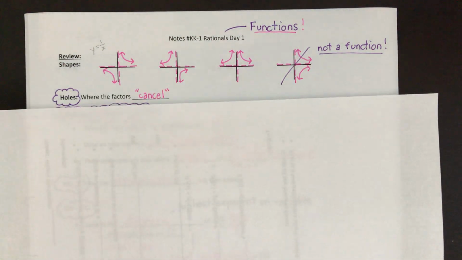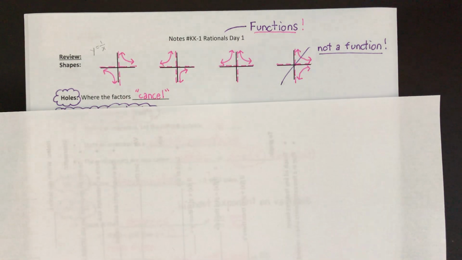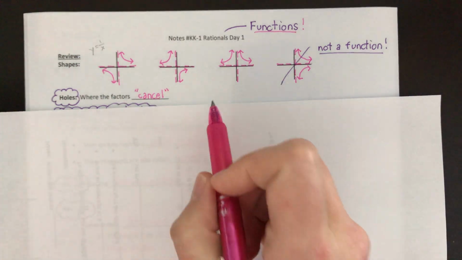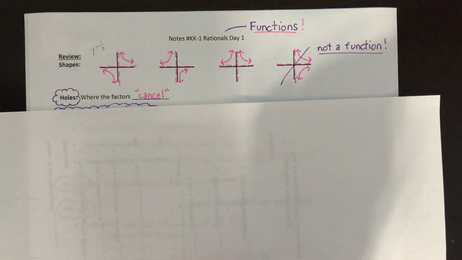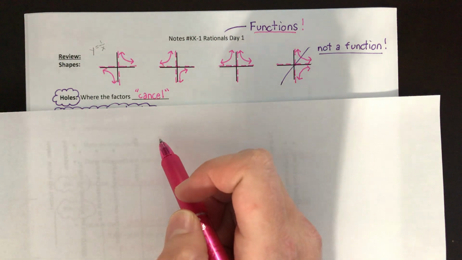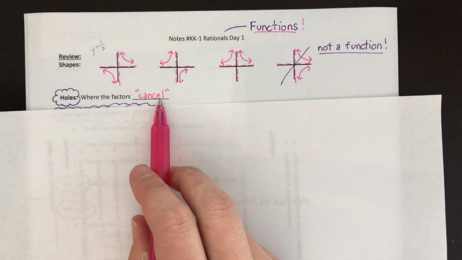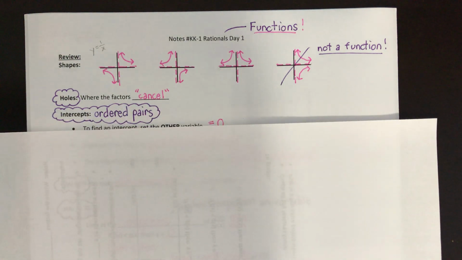All right, so moving on, holes. Holes in the graph are where factors cancel. So today when we're working with our equations, our functions, you might have situations where a factor from the numerator cancels with the factor in the denominator, okay? I don't like the word cancel, you know that, but simplifies out of the equation, okay? So when that happens, you get a hole, and we're going to talk about that and look at an example.